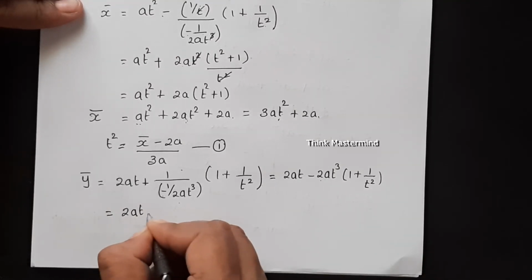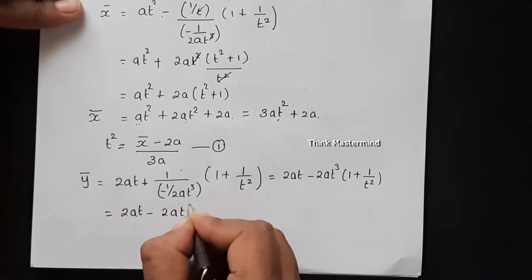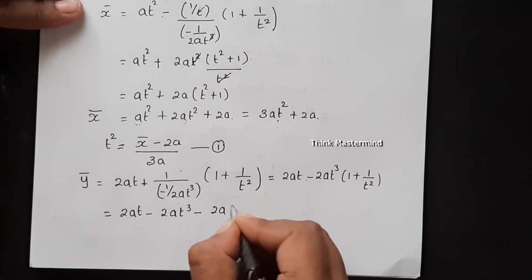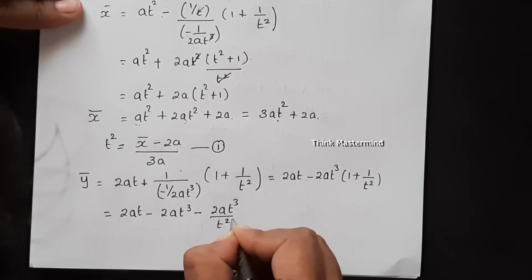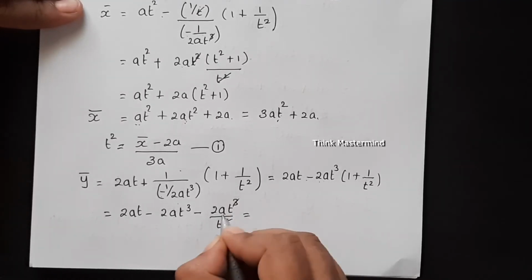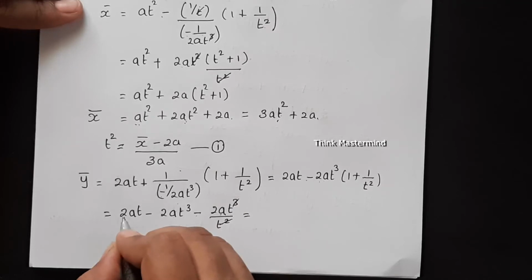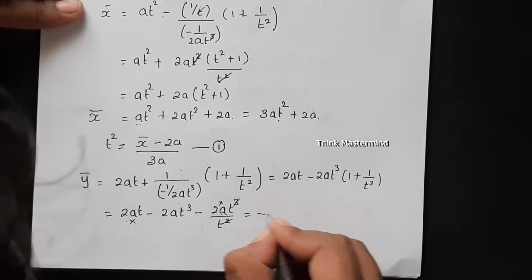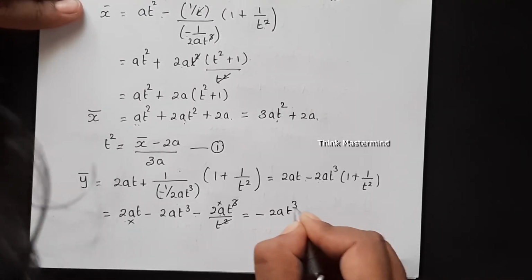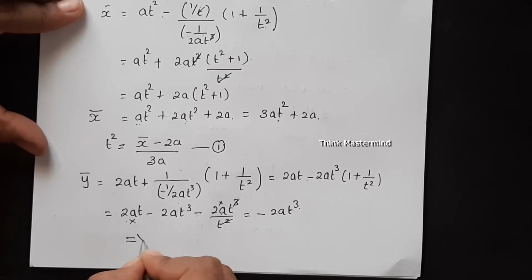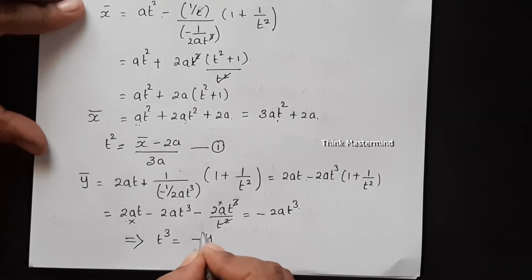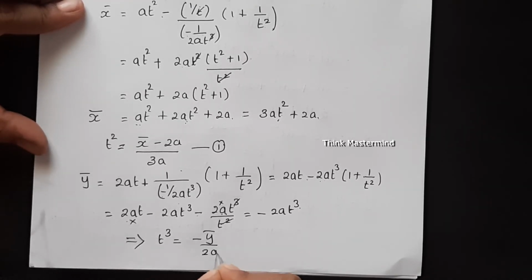2at minus 2at cube, minus into plus is minus, then 2at cube by t squared, cancelling this t. Now we are getting here remaining only 2at, that is minus 2at plus 2at, cancelling these two terms, remaining we have minus 2at cube. From that, again you are finding the t cube. T cube is equal to minus of y bar by 2a. This equation is represented as 2.